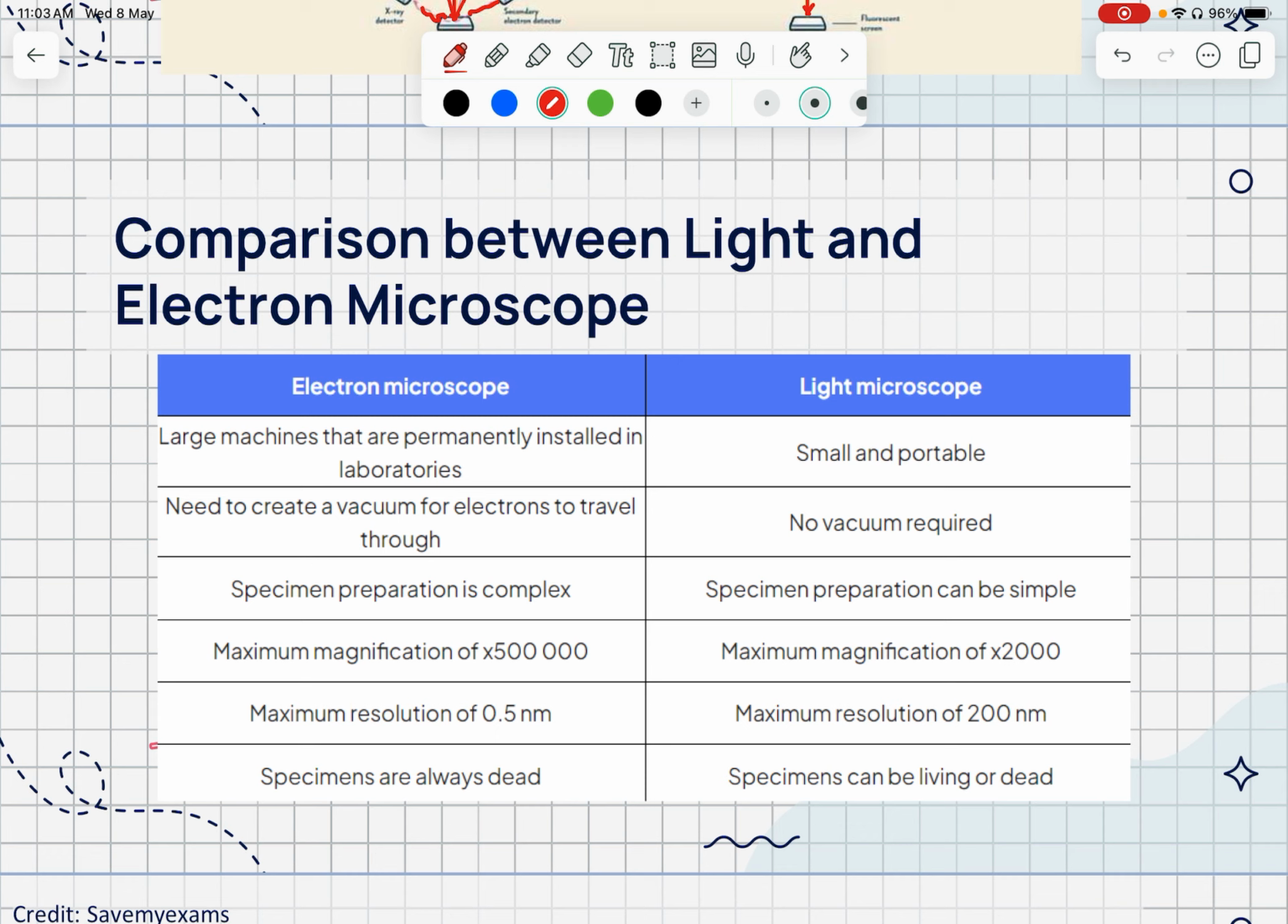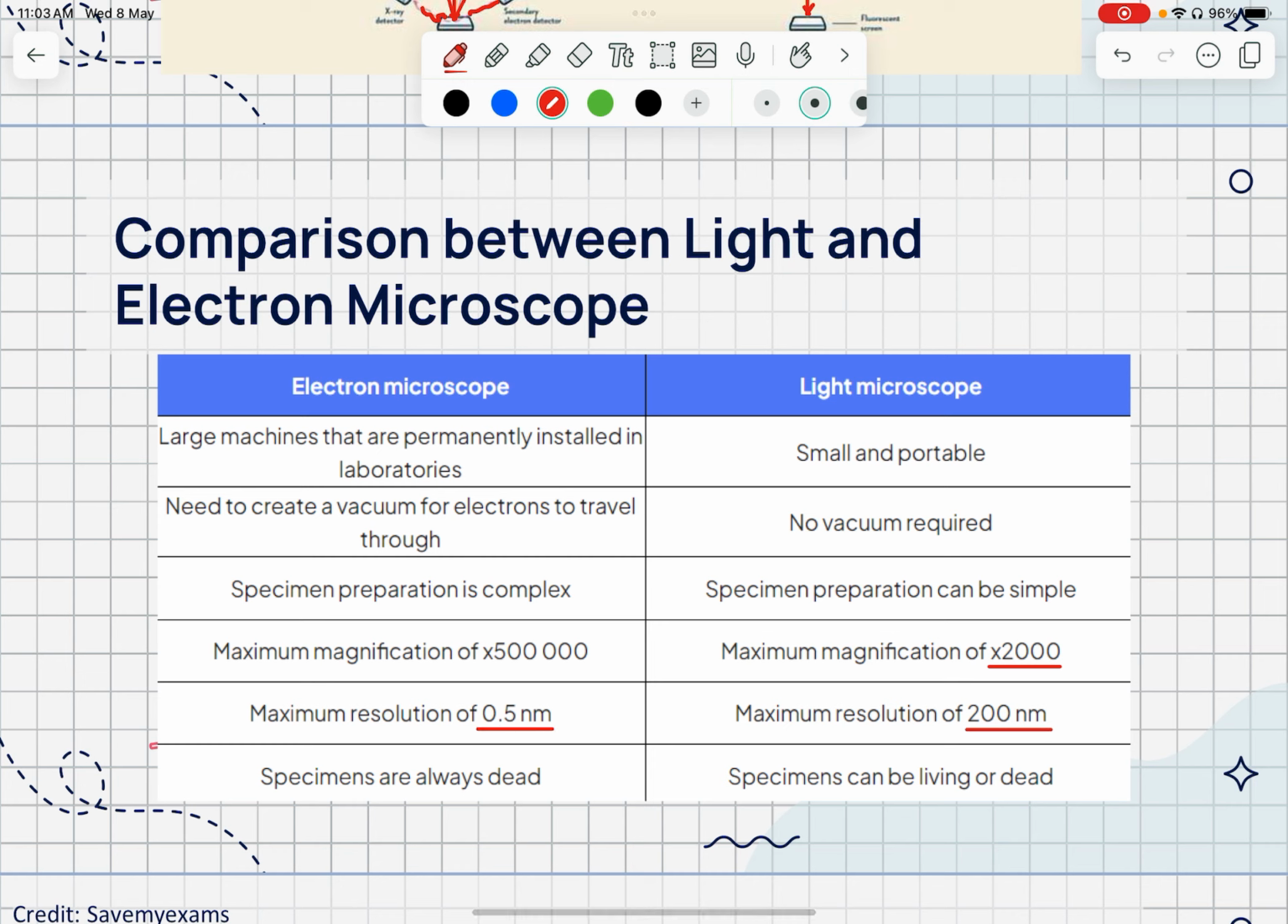And of course, the light microscope can only have a maximum magnification of times 2000, and the electron microscope will be even higher, about times 500,000, which is very, very high, you can see objects so small. The light microscope only has a maximum resolution of 200 nanometers, which you have to remember. And for the electron microscope, you must know that it has a resolution of 0.5 nanometers.